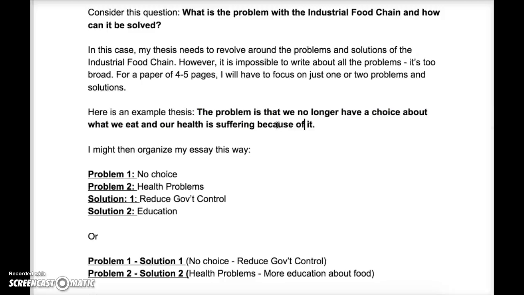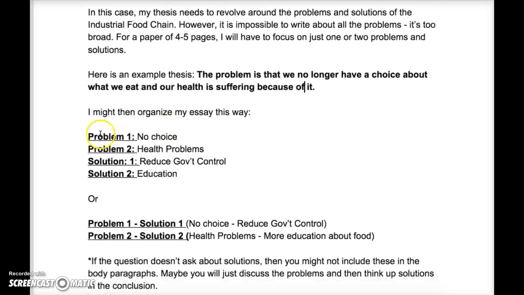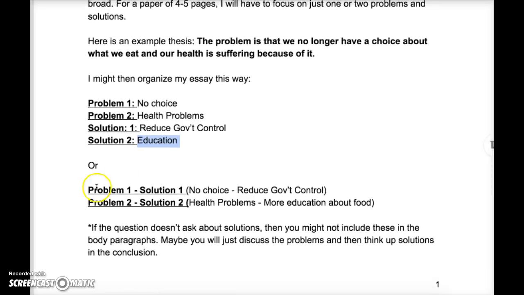All right, so I might organize my essay this way. I might talk about the first problem, lack of choice. Then I might talk about the second problem, health problems, right? The solutions then will come after, perhaps. Solution 1, reduce control of the government and agribusiness and more education. That's the second solution. I might also organize my essay this way. I might discuss the first problem followed by the first solution, second problem followed by the second solution. It doesn't matter. It just depends on your personal preference.